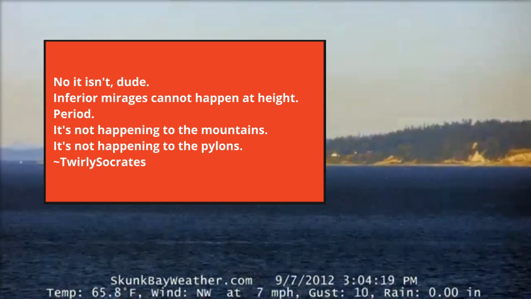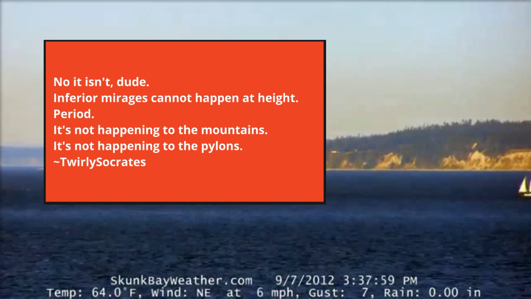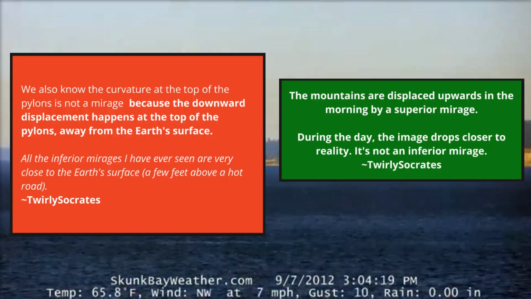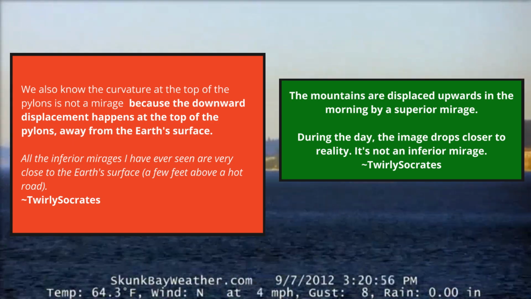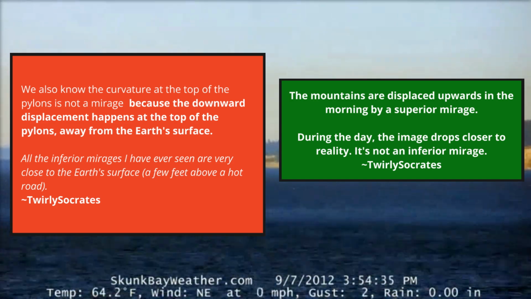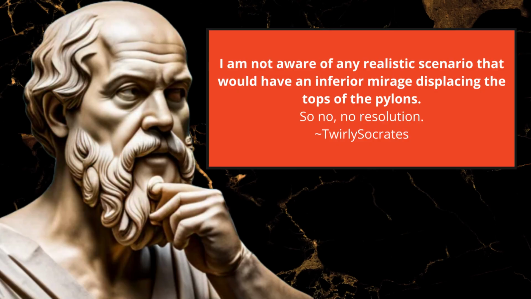No, it isn't, dude. Inferior mirages cannot happen at height. Period. It's not happening to the mountains. It's not happening to the pylons. Okay, now you appear to be contradicting yourself. The mountains either are experiencing a mirage, or it is impossible for the mountains to be miraged because they are so tall. You can't have it both ways. I am not aware of any realistic scenario that would have an inferior mirage displacing the tops of the pylons. So no resolution. At this point, the pylons themselves are irrelevant.